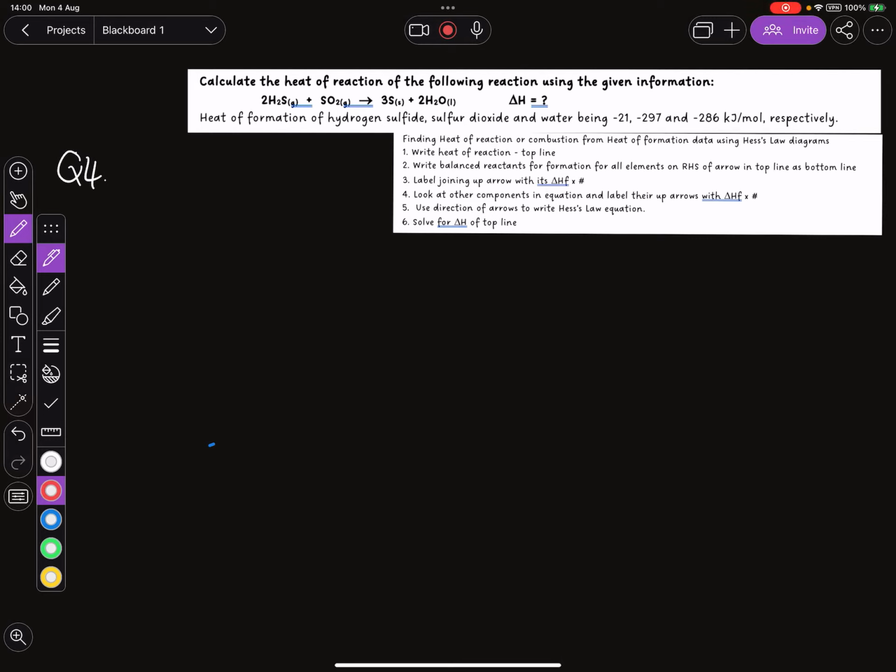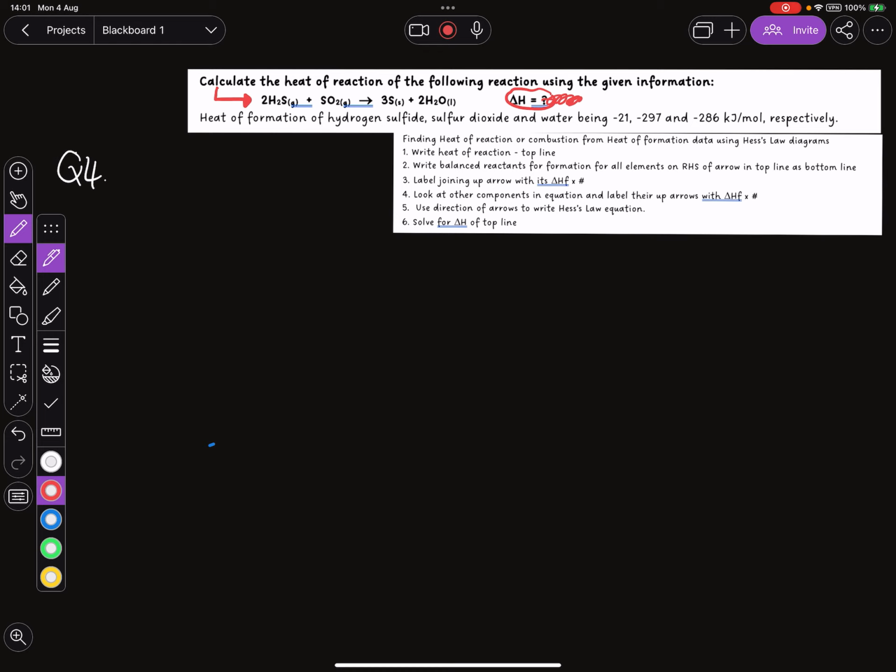This is question 4 in our introduction to Hess's law, and again something similar to a proper leaving cert question. They are not going to have this delta H is equal to question mark. That's something I've put in, but again, to reiterate, we look for what comes after the "calculate the", and if there was actual numbers here, then this would not be our top line.